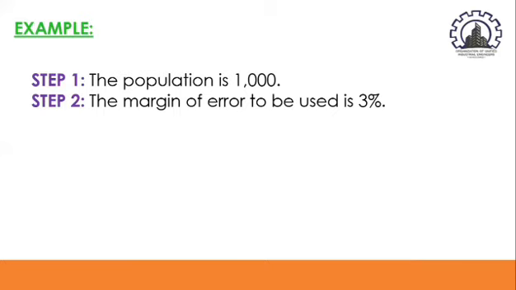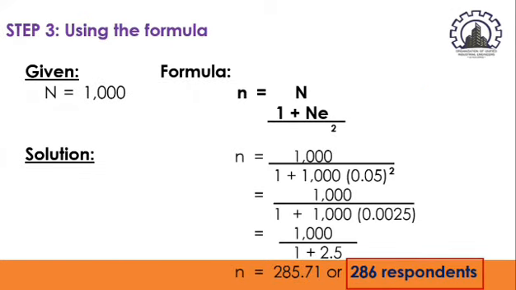Step number one, our population is 1,000, since there are all in all 1,000 teachers. Step number two, the margin of error to be used is 3%. And step number three is the computation of the Slovin's formula. We will be using the Slovin's formula to get our sample size. Now, as you can see, by simply plugging in the values to our formula, our sample size is 286 respondents. Okay, so this will be our sample size.